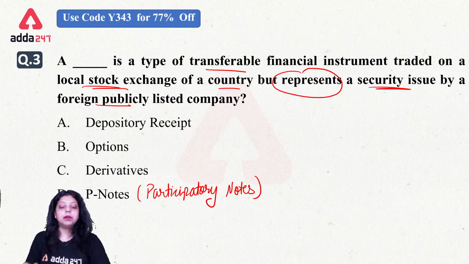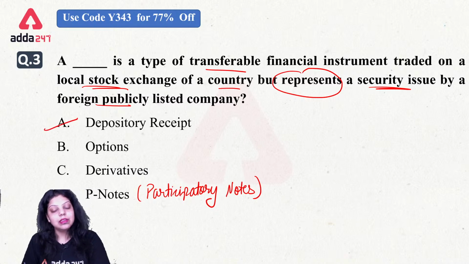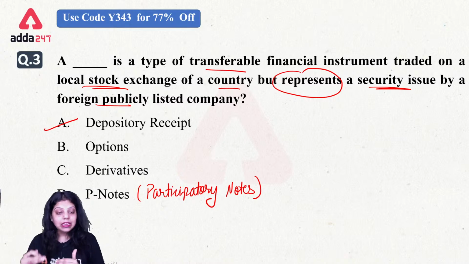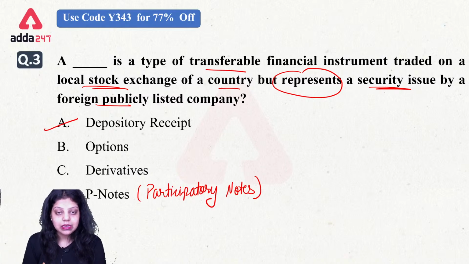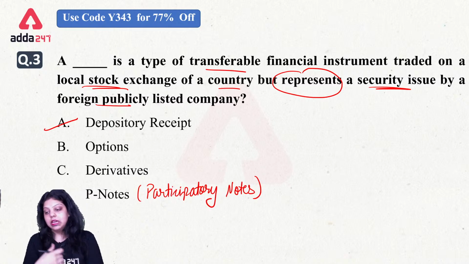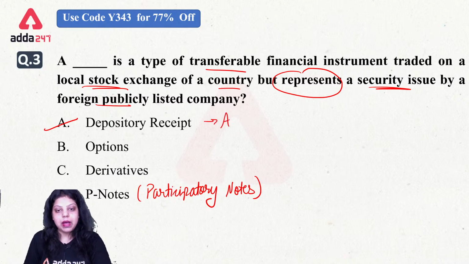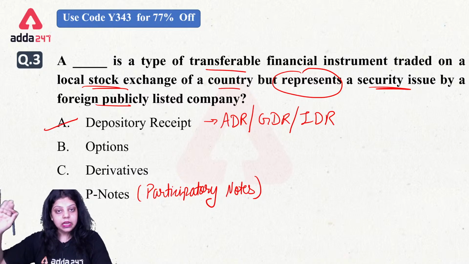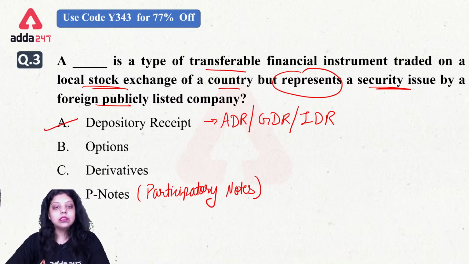Very good. The right answer will be depository receipts, because depository receipts are the financial instrument which represents the shares of a local company in the foreign stock exchange. So whenever we are talking about a company issuing its shares in another country in comparison to its domestic country, then it will be known as depository receipts. There are 3 types of depository receipt. One is American depository receipt, second is global depository receipts, third is Indian depository receipts. So all these depository receipts represent the shares of a local company in foreign stock exchange. The right answer will be depository receipts.